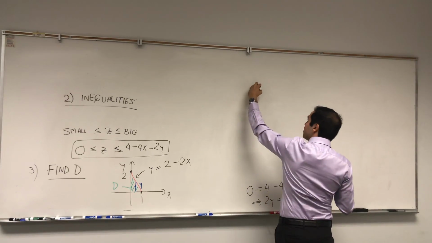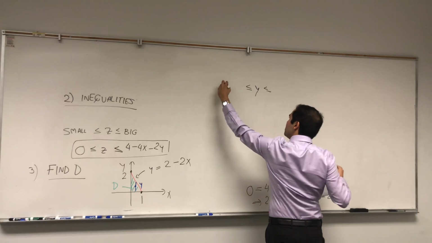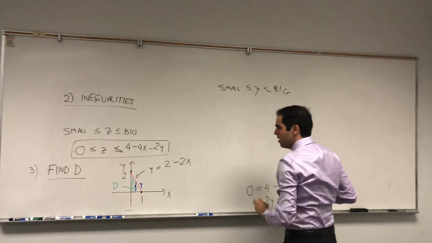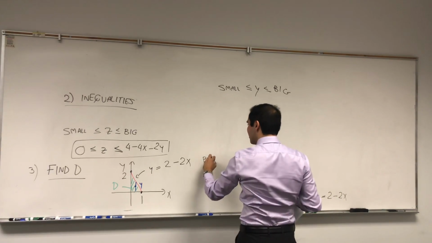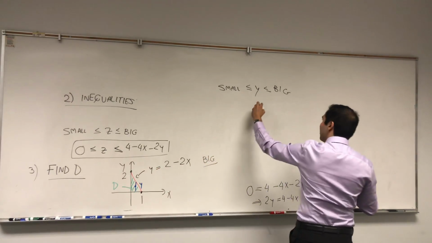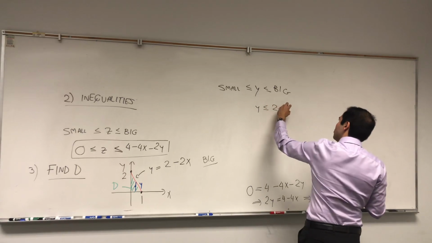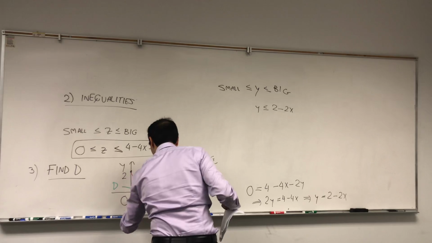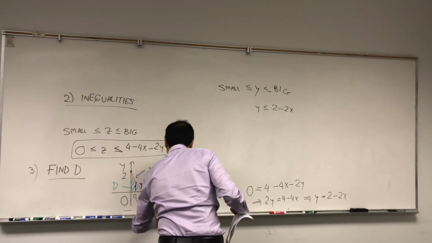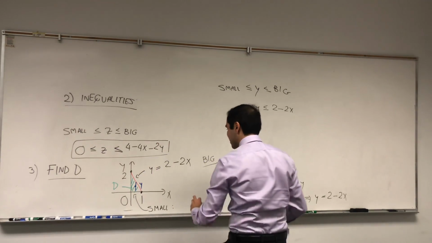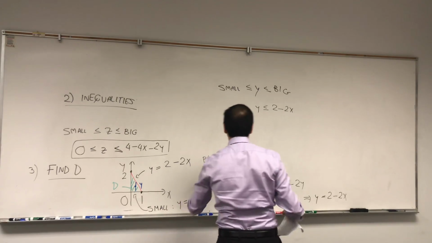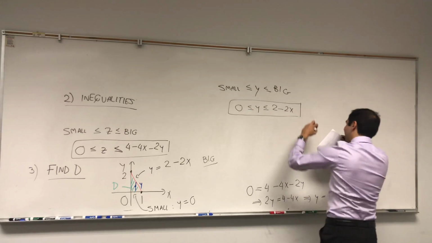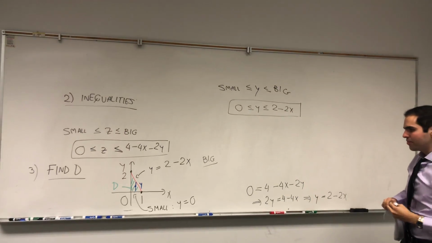And so what we get, just like for z, is y is between the small function and the big function. Well, notice here the big function is just a diagonal line. So y is less than 2 minus 2x. And the small function, well, it's just the x-axis, which is just y equals 0. So y is trapped between 0 and 2 minus 2x.